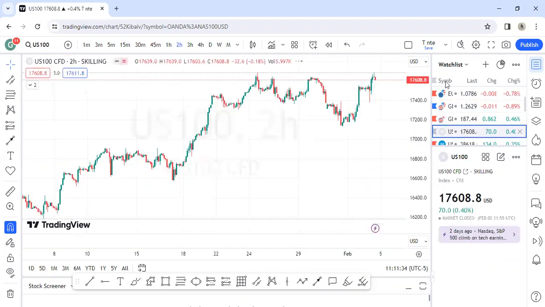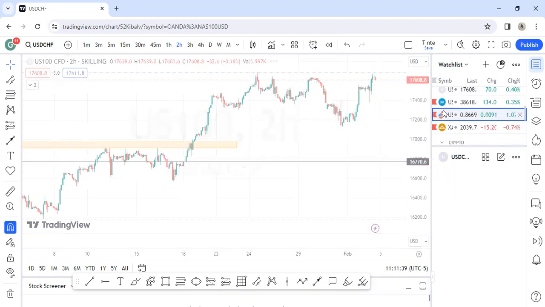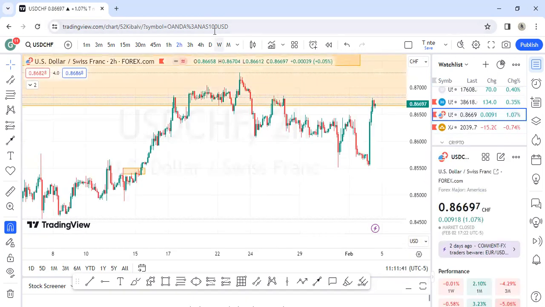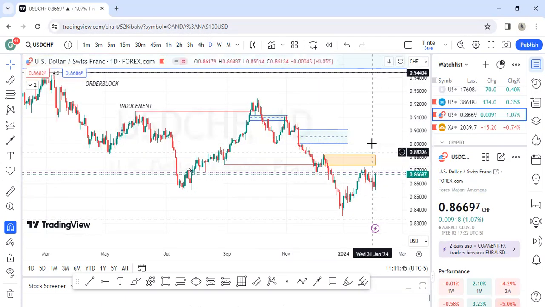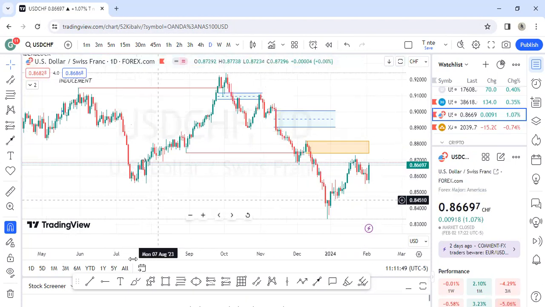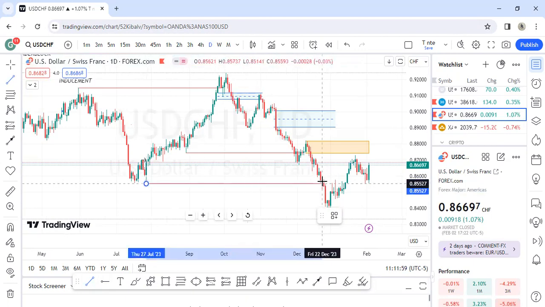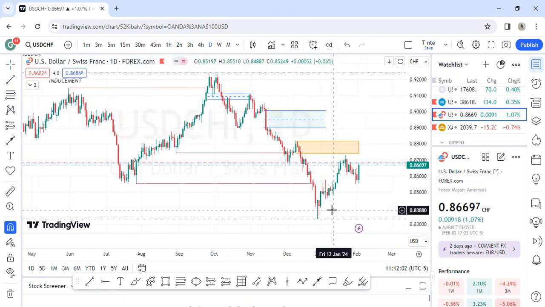For the USD, I want to get to USD CHF, sorry. So for USD CHF, let's go to the daily chart. For USD CHF, this is what I had for a long time now, right? We took out this liquidity pool here, and then the market has been pushing upwards ever since.